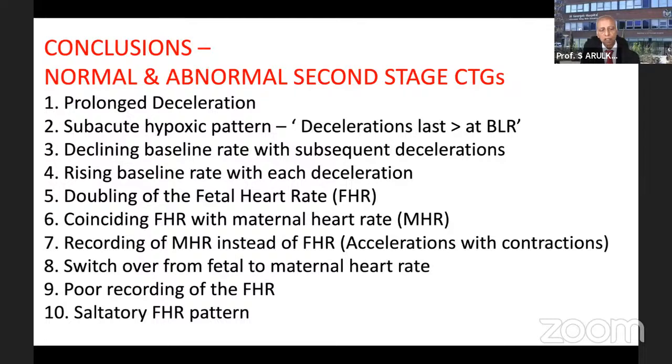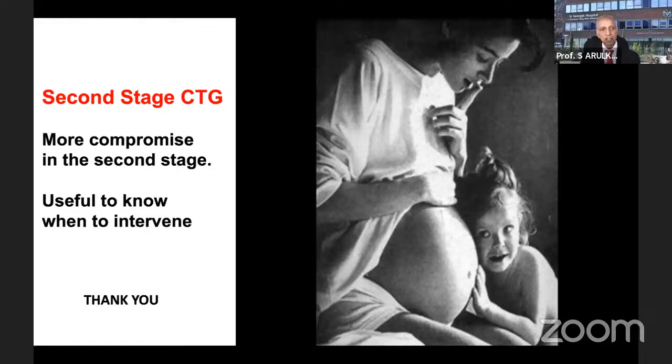And saltatory pattern, you have to take action as soon as possible. Otherwise, the baby will get acidotic and be born in a poor condition. So in the second stage, more compromise occurs compared to the first stage. You have more because the contractions are much stronger, much longer in duration because of the Ferguson reflex and reflex release of oxytocin. And there's a good possibility of cord around the neck and cord compression.